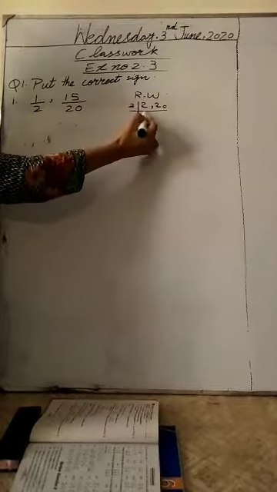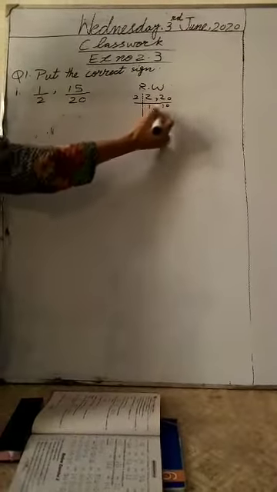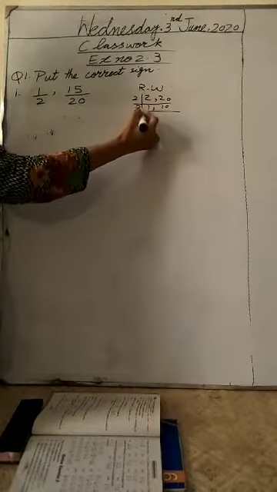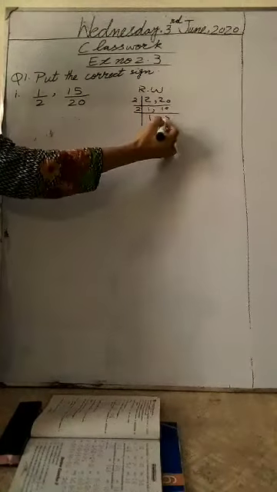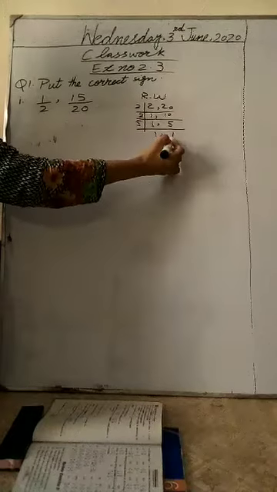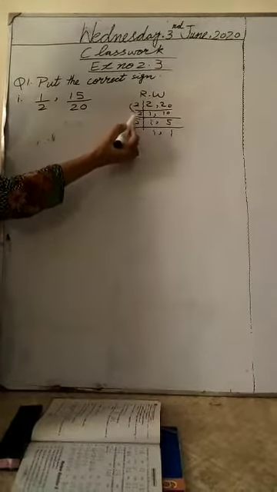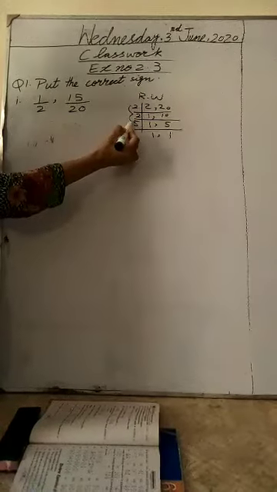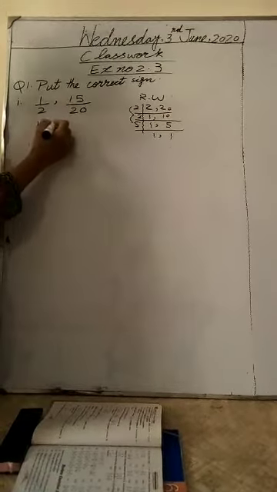We always start from 2. 2 ones are 2, 2 tens are 20. Then again 2 ones are 2, 2 fives are 10. Then 5 ones are 5 and 5 ones are 5. 2 times 2 is 4, 4 times 5 is 20. It means LCM is 20.